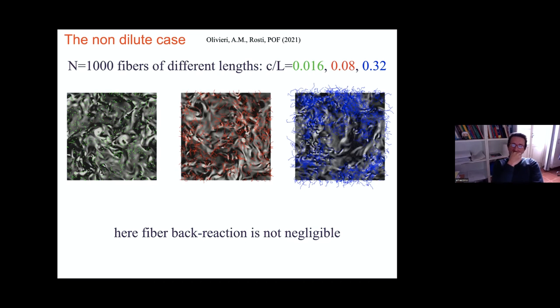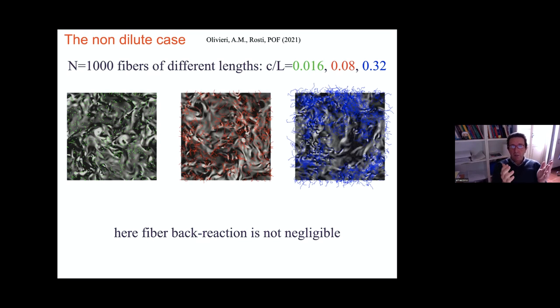Let me move to another situation, which is essentially the same as far as the turbulence is concerned, but now you have many fibers. We consider in these three pictures 1,000 fibers, of different length, as you can see above. L is the classical integral scale. And as you see here, this is a cut; the simulations are three-dimensional.